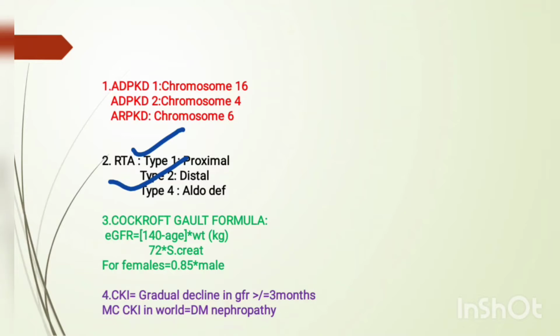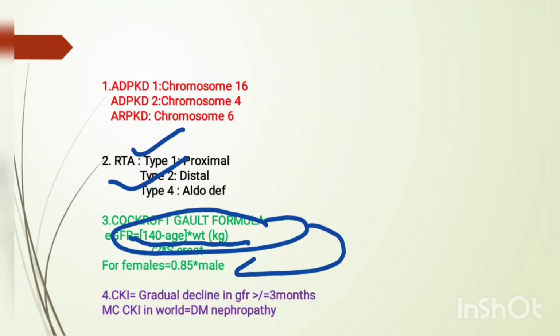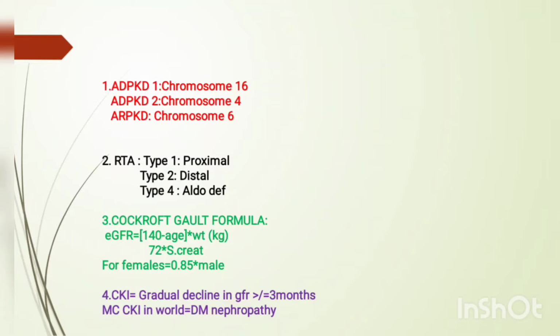Then remember the Cockcroft and Gault formula for estimated GFR calculation. So remember this formula: it is 140 minus age, multiplied by weight, divided by 72 into serum creatinine. And for females, you need to multiply this value by 0.85. So this will give you the estimated GFR.